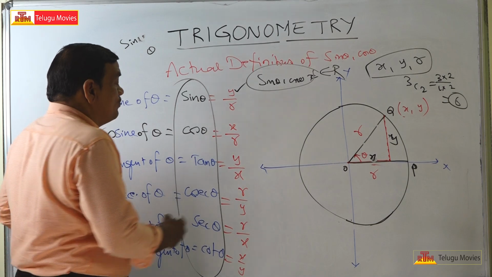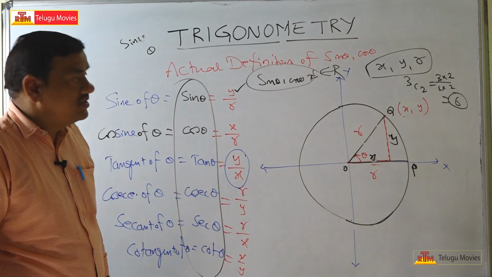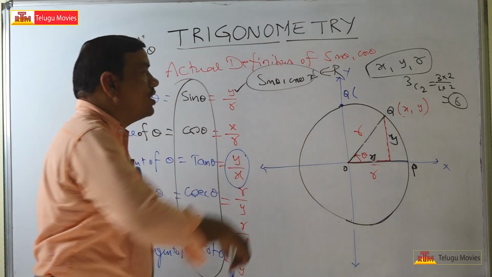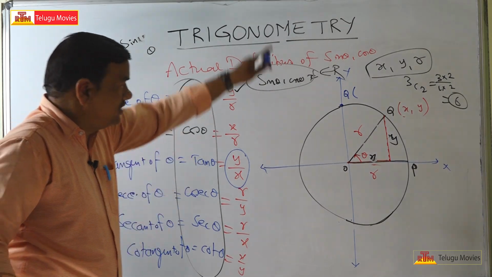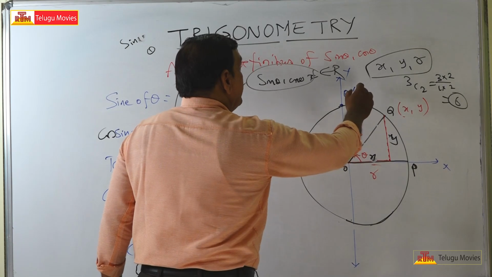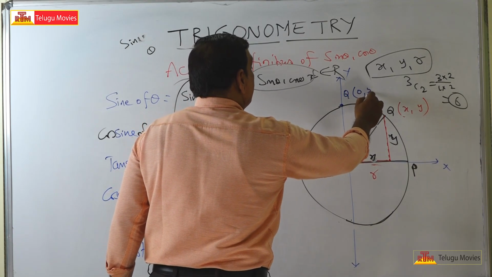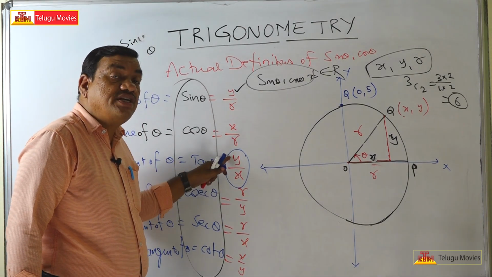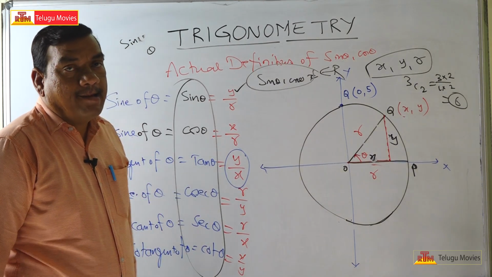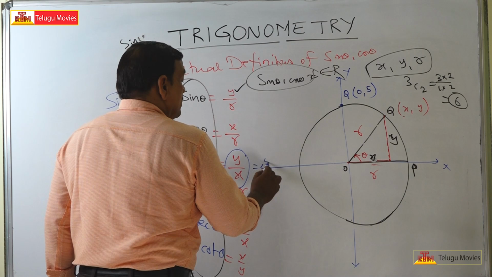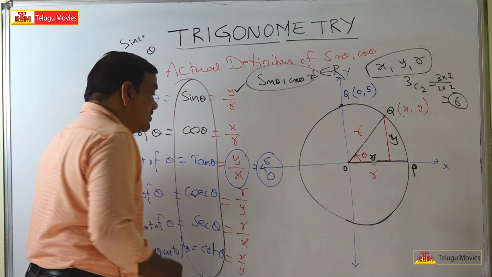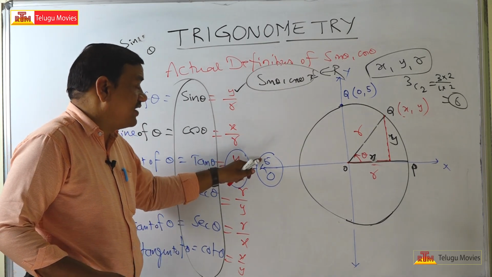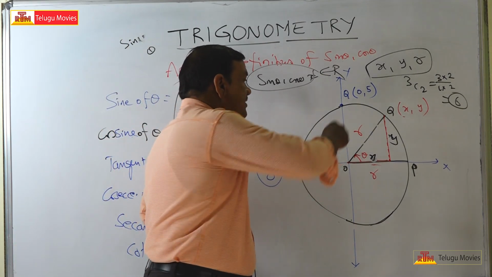But what about y by x? If the point Q is on this vertical line, the y-axis, what will the point be? x is 0, y is some 5. Now what will the definition be? 5 by 0 is not a real number. Sir, you just told us all these are real numbers, but what about y by x, which is 5 by 0? OQ is the terminal side.